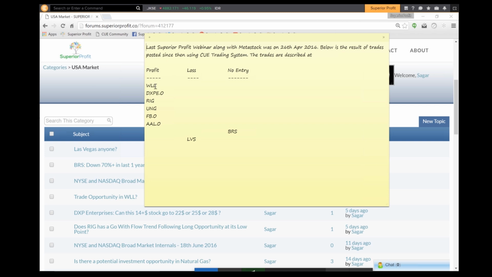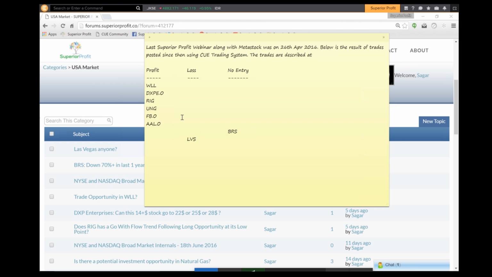We always follow up with the result. Out of that, one was not entered, though the idea was posted following the Superior Profit guideline, that is BRS. One went into loss, that is LVS, Las Vegas Sands, and 6 trades went into profit. Now some of these might be long-term investment, swing trade, and some may be day trades. We'll go through some of that.